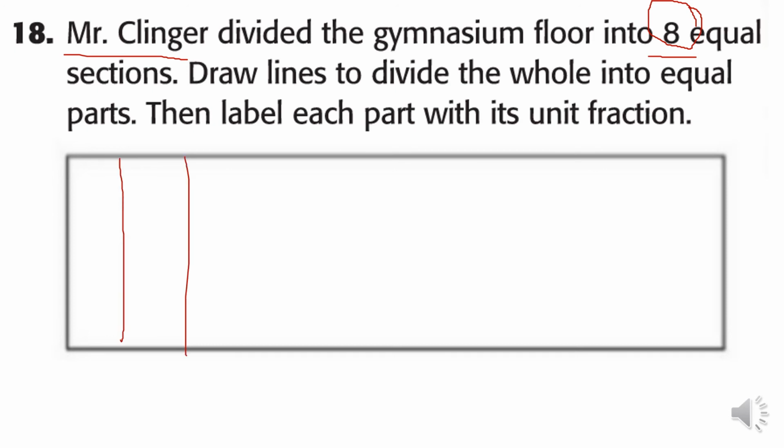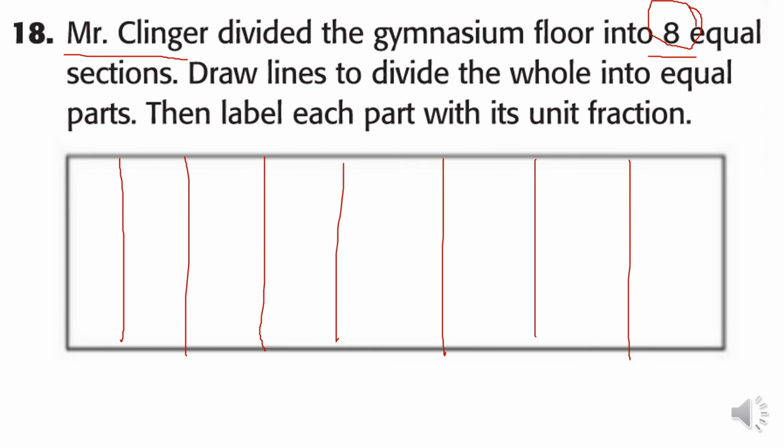1, 2, 3, 4, 5, 6, 7, 8. 1, 2, 3, 4, 5, 6, 7, 8. Remember that it has to be equal. Yes, I didn't do it equally because I don't have a ruler over here, but you can do it in your house with a ruler so it's equal, so each part has the same space. So you already divided into 8. You already drew the lines to divide the whole into equal parts. And then you're gonna label each part with its unit fraction.